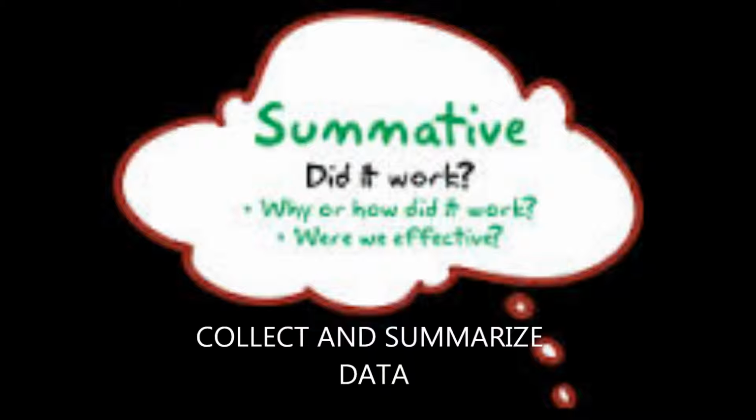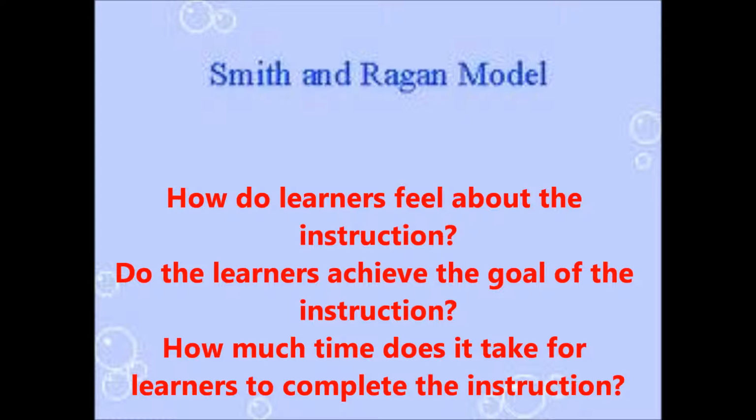Now let's switch back over and talk about those summative evaluations, which occur at the end. This is where you collect and summarize your data for the overall effectiveness, appeal, and efficiency of your instruction. When you're doing this, Smith and Reagan do suggest a few questions. How do the learners feel about the instruction? Do the learners achieve the goal of the instruction? And how much time does it take for learners to complete the instruction?